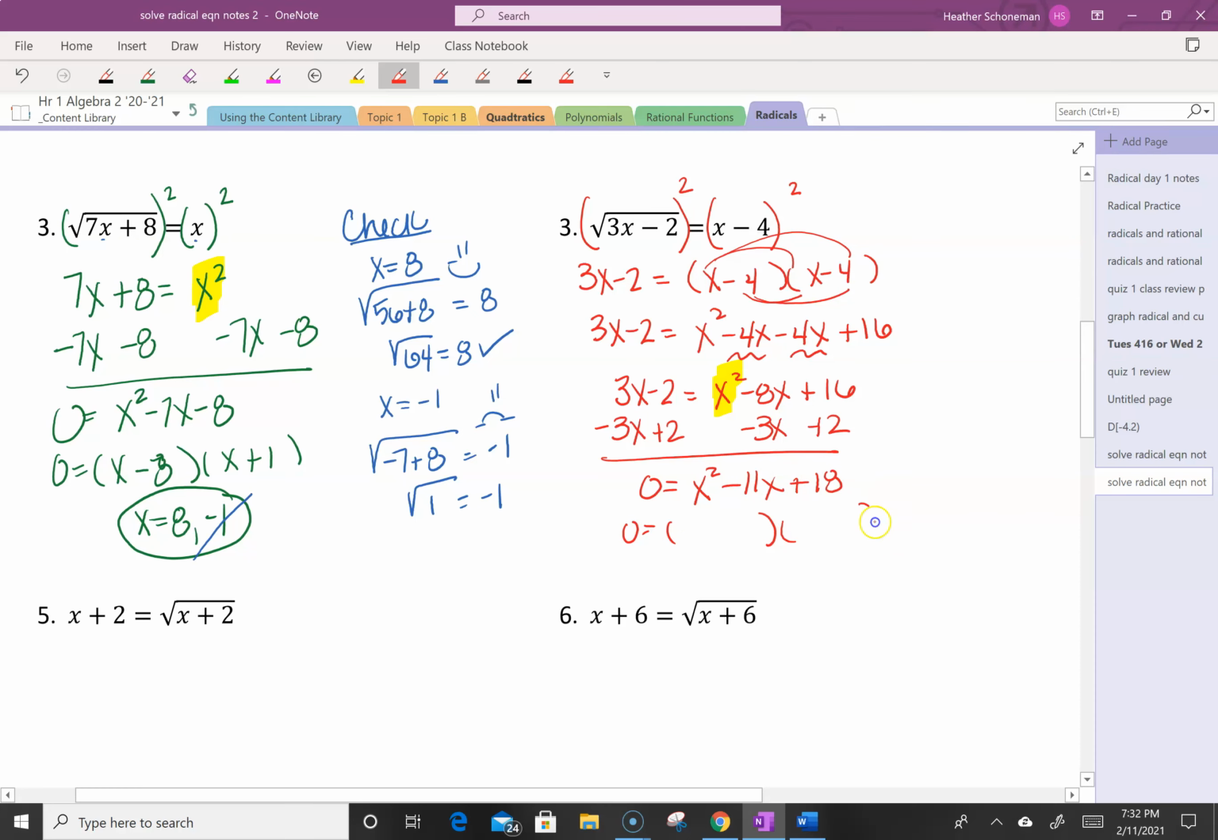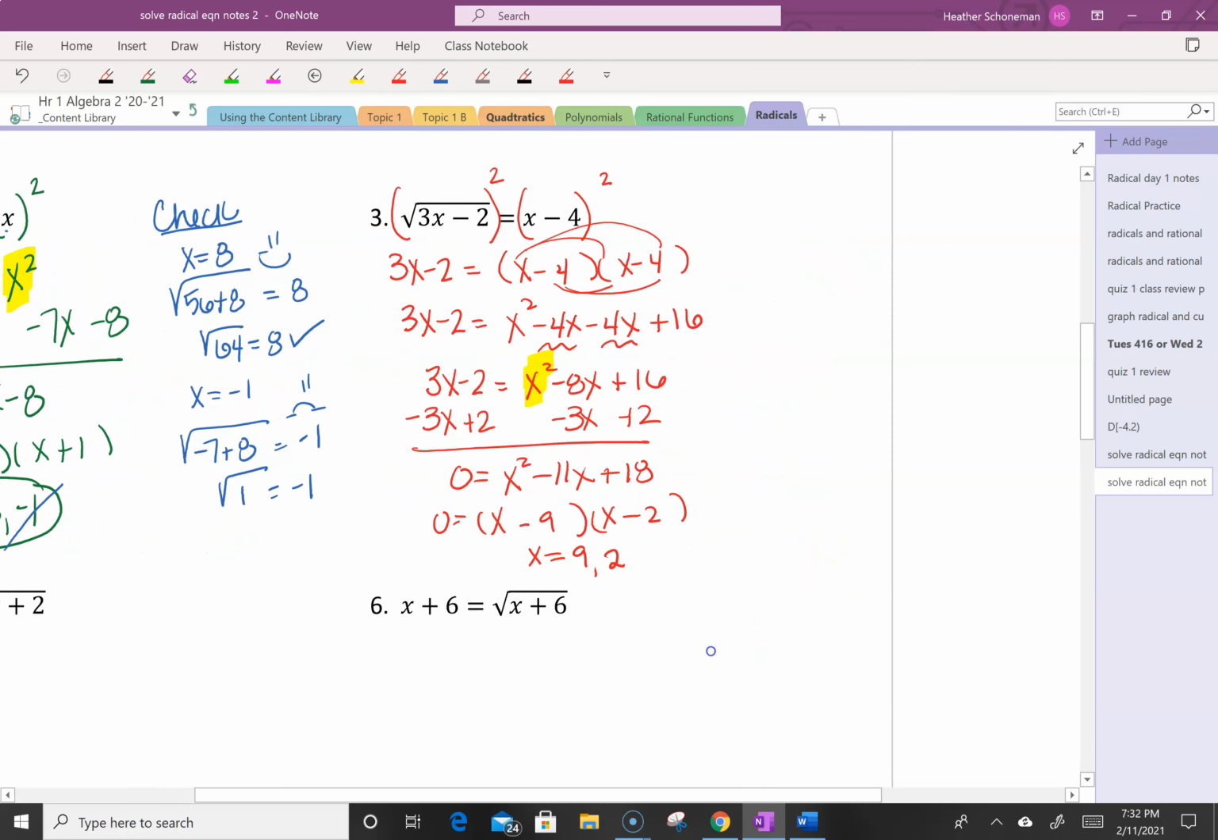Now I can factor. The two numbers that multiply to positive 18 and add to negative 11 would be negative 9 and negative 2. So when I solve, I get 9 and 2. Now neither one of these is negative, so we're going to find out what's going to happen here. All right, let's try the check.